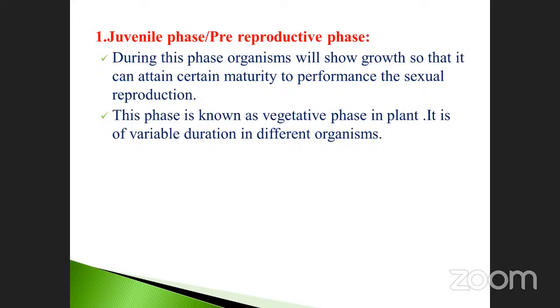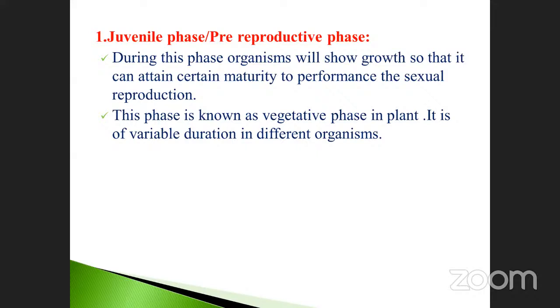Yeah, Ajay. So in this phase, the plant basically grows. It doesn't involve any sexual reproduction. Very good. Because it is physical growth only, isn't it? The stage before reproduction starts is called the juvenile phase, otherwise called the pre-reproductive phase. During this phase, the organism shows growth so that it can attain certain maturity to perform sexual reproduction. That is called the juvenile phase.